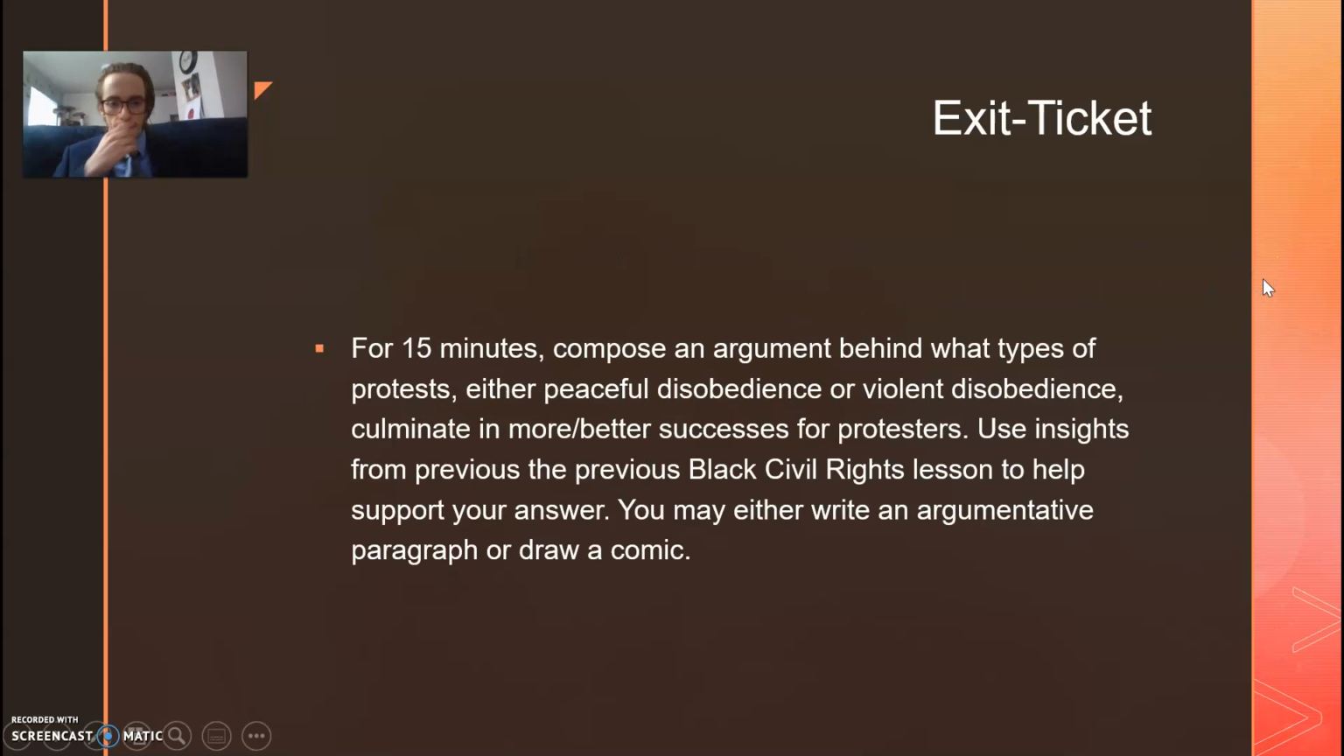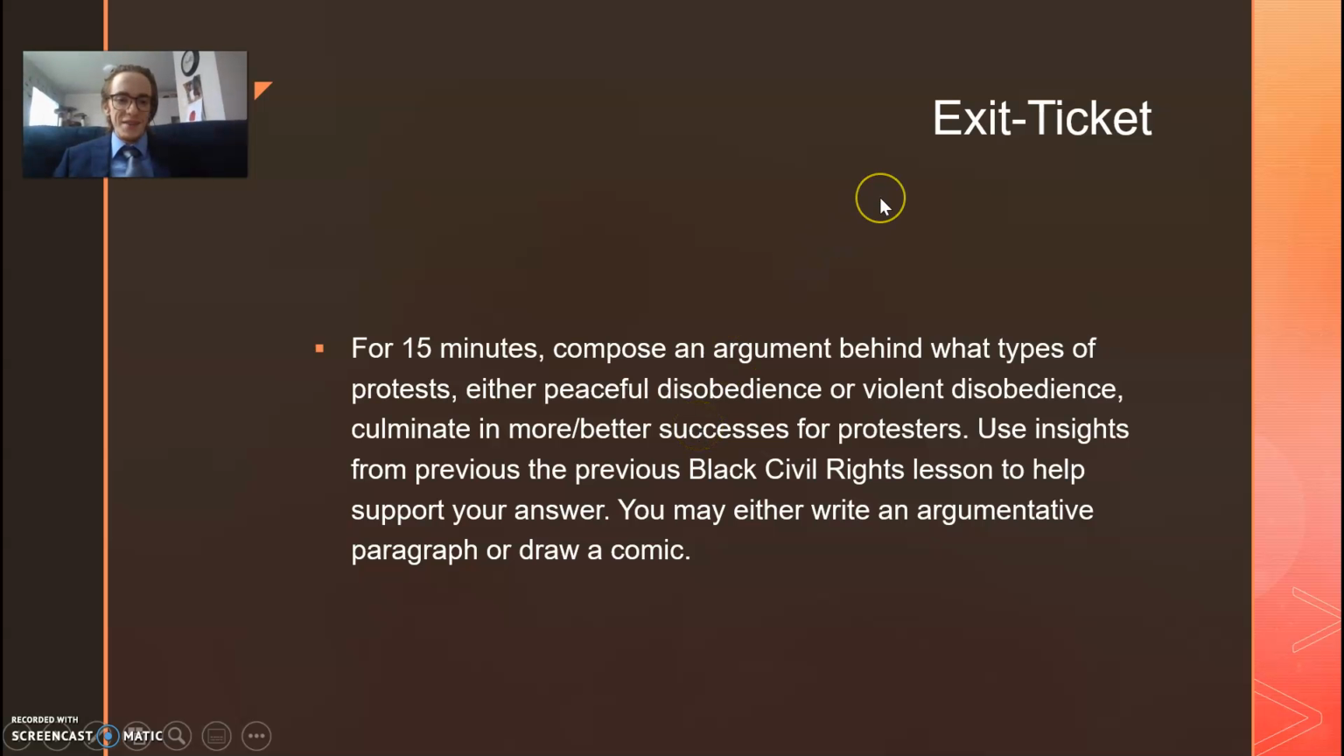And this is my exit ticket. For 15 minutes, compose an argument behind what types of protests, either peaceful disobedience or violent disobedience, culminate in more or better successes for protesters. Use insights from the previous Black civil rights lesson to help support your answer. You may either write an argumentative paragraph or draw a comic.